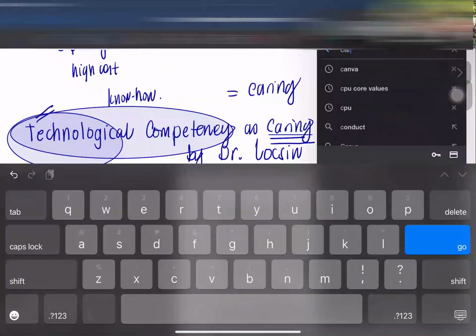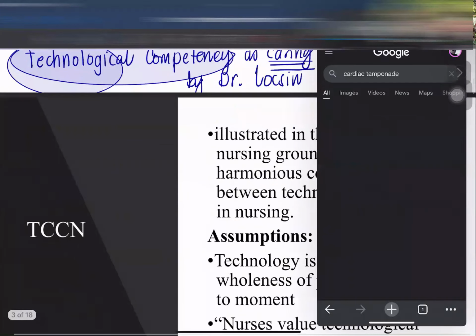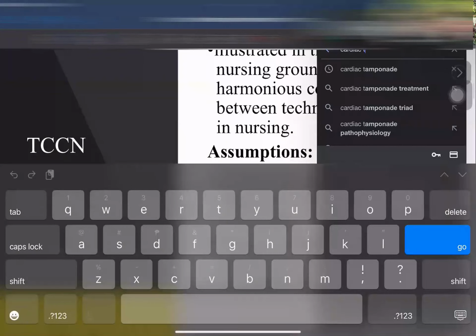Okay, in a while. Okay, there's my keyboard. So, no, cardiac tamponade is a disease process.